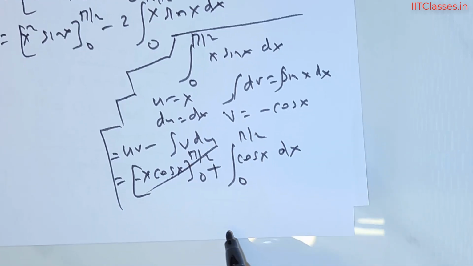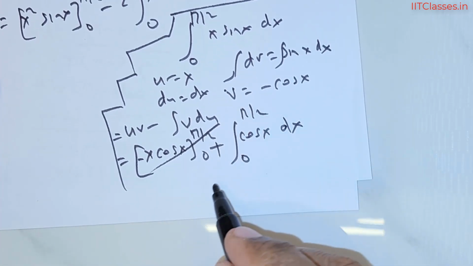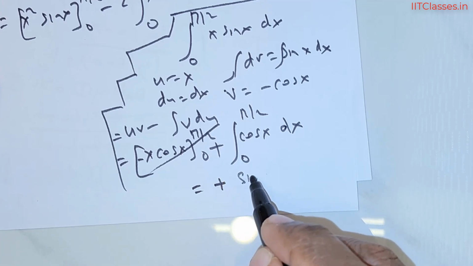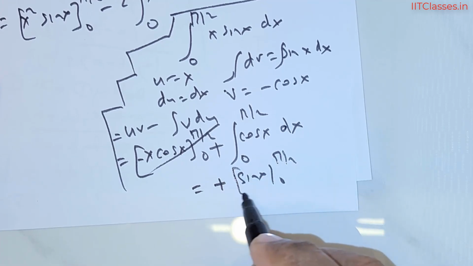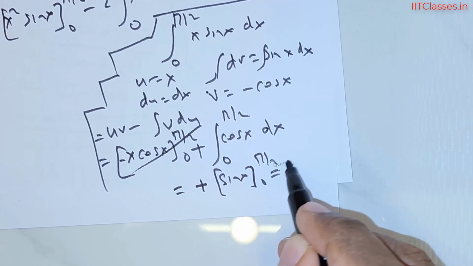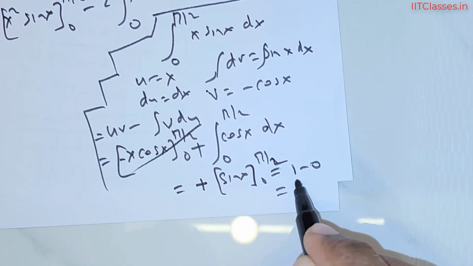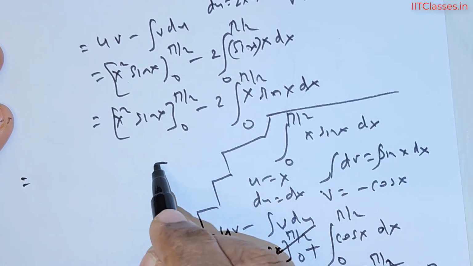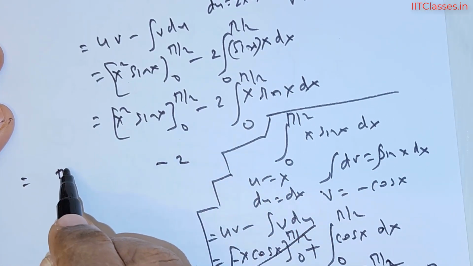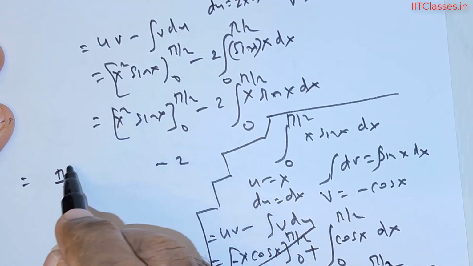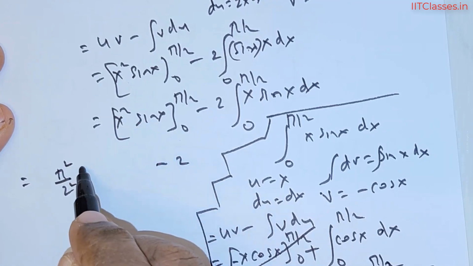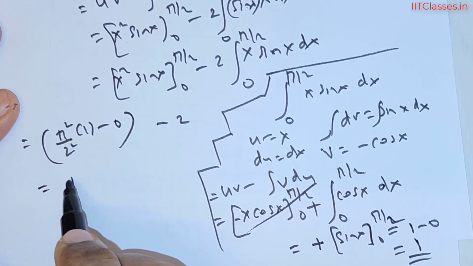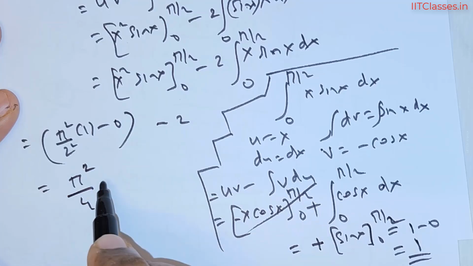Now the first term goes to zero because of cosine, and I integrate the second to get just positive sin x, with limits 0 to pi over 2. I apply the upper limit, I get 1, and the lower limit is 0, so just 1. So this entire quantity is going to give me negative 2. I apply the upper limit, I get pi over 2 raised to the power of 2, and sin x gives me 1 followed by a 0. So this can be further rewritten as pi squared over 4 minus 2.